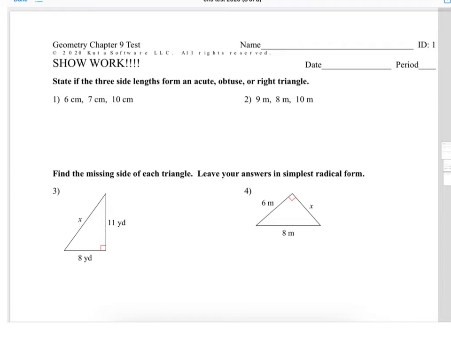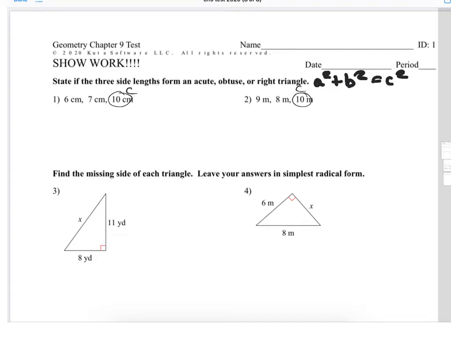So the first two problems are about whether or not you have acute, obtuse, or right triangles. So you're dealing with a squared plus b squared equals c squared. Okay, so the first thing you have to do is decide which one's the bigger number. 10 is the bigger number, so that is always going to be c. Same thing in number 2, 10 is the bigger number, so that's c.